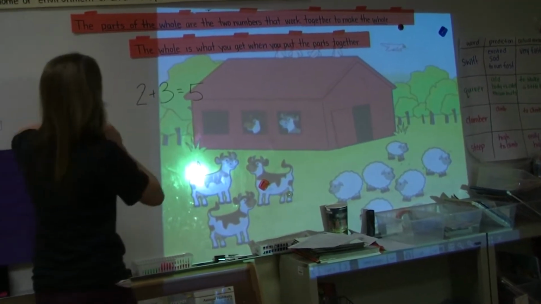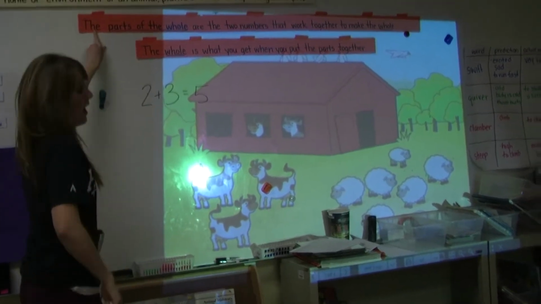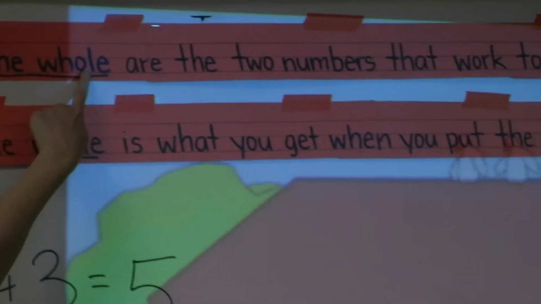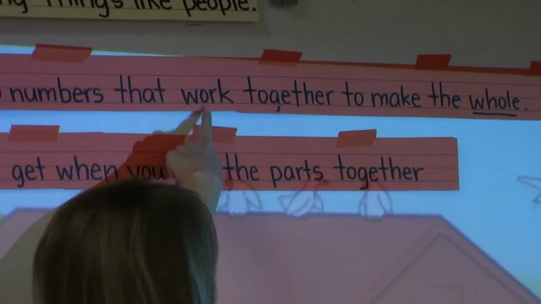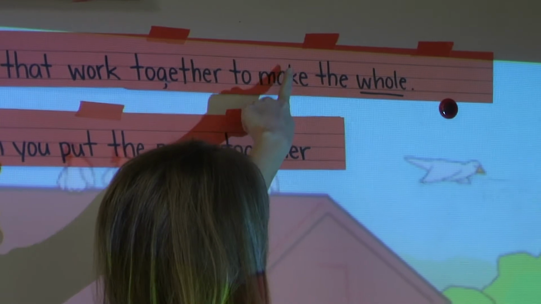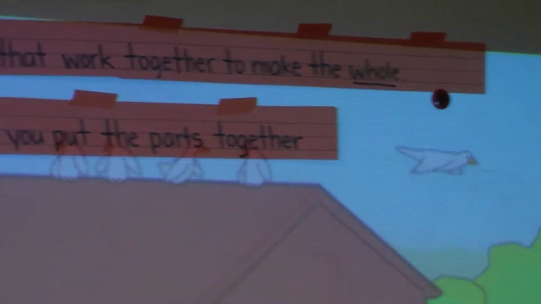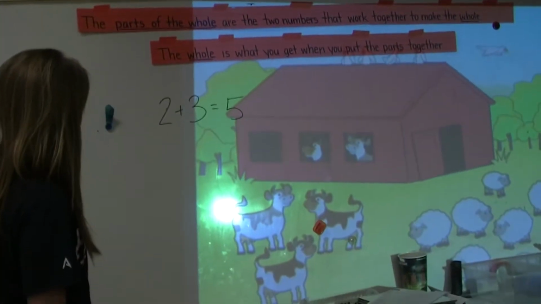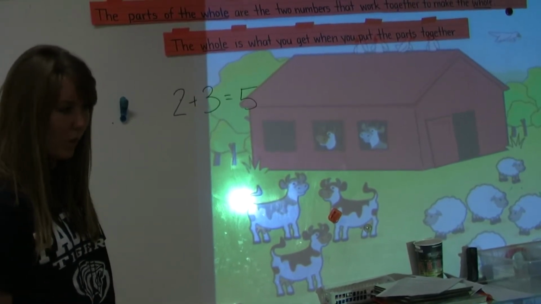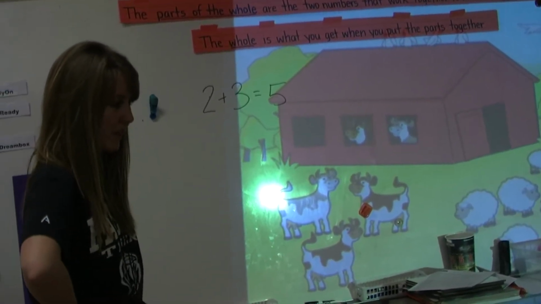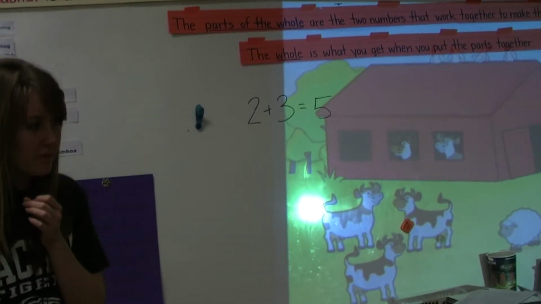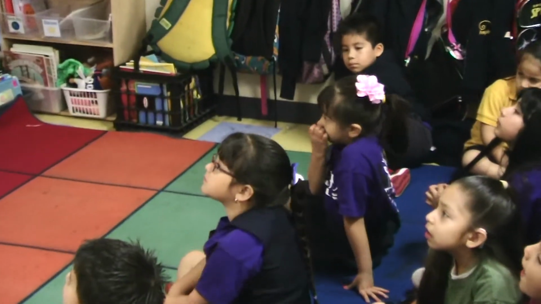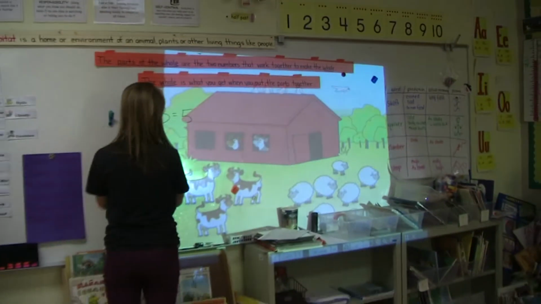So, with my addition sentence, I need to know what are the parts and what is the whole. So let's read this definition together. This says, the parts of the whole are the 2 numbers that work together to make the whole. So when you look at this addition sentence, what do you think the parts of the whole will be? Take a guess. What do you think they will be? What do you think, Ava? 2? Okay. Why do you think it's 2?